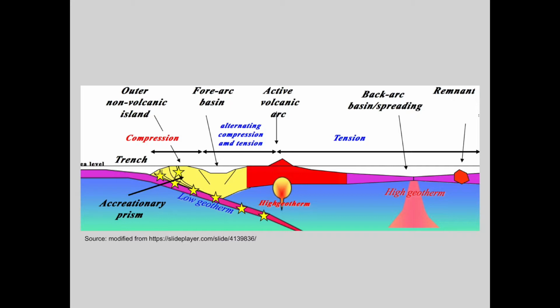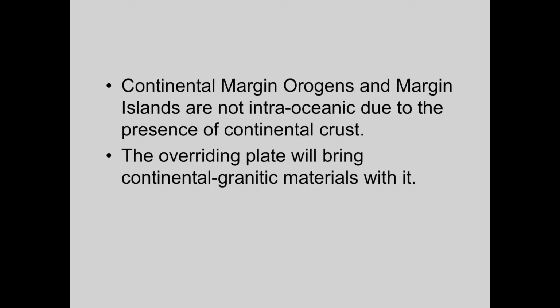Now let's take a look at continental margins and their landforms in relation to, in this case, specific oceanic margins and the tectonic landforms that are present there. Continental margin origins and margin islands are a little bit different. You'd think they'd be the same, but there are some pretty unique differences, and we'll look at specific geographical regions that express some of these differences.